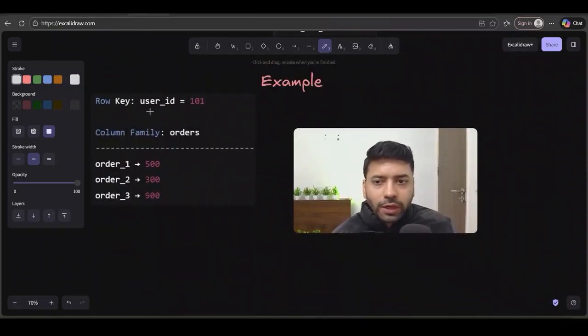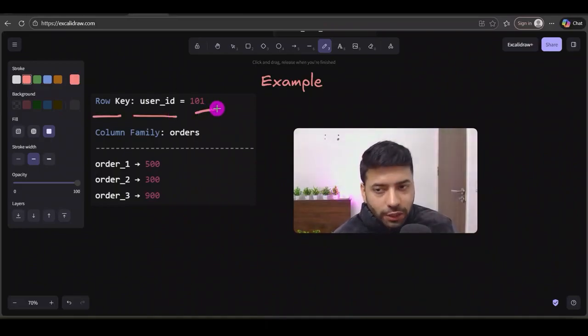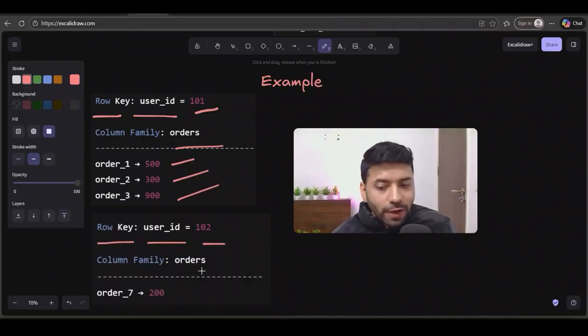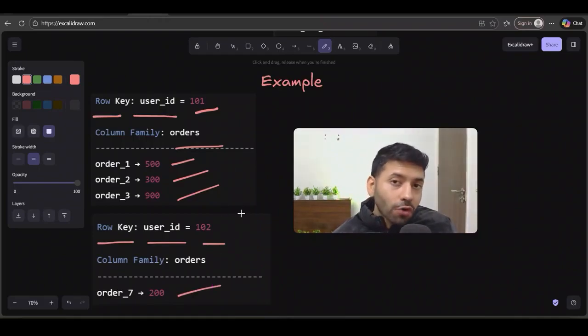Here you can see the row key is user ID, and we are talking about the user with ID 101. The column family is orders, so this is the information related to user ID 101. Order 1 value is 500, order 2 value is 300, order 3 value is 900. Now when we talk about another user with user ID 102, the row key would be user ID 102. The column family is again orders, but here we have put order 7, 200. So clearly you can see we have a different number of columns per row, and that is totally fine in a wide column database.